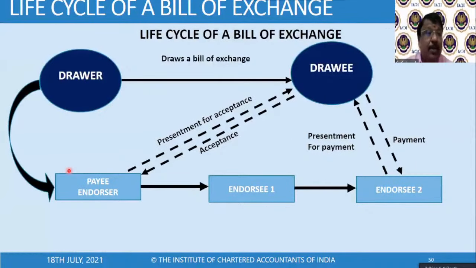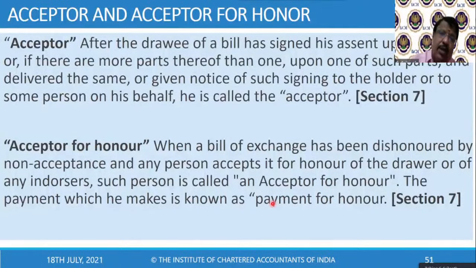Now, take another example. Drawer draws, it's not accepted. Payee endorser goes to Muscat, and even without presenting it for acceptance, the guy endorses it to somebody because the local guy knows this guy. Okay, it's drawn on him. But then the endorsee presents it for acceptance, not accepted. So that case also is there. So either way, when a bill of exchange has been dishonored by non-acceptance and any person accepts it for honor of the drawer, such person is called acceptor for honor. The payment which he makes is known as payment for honor.